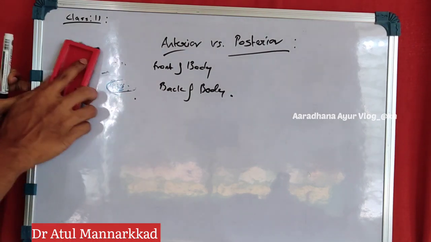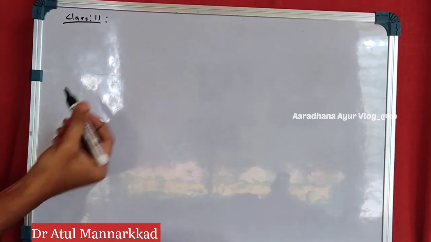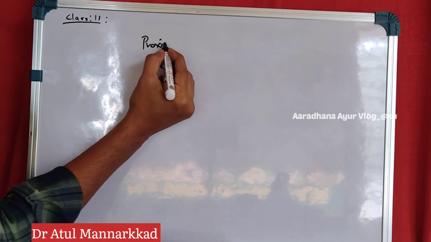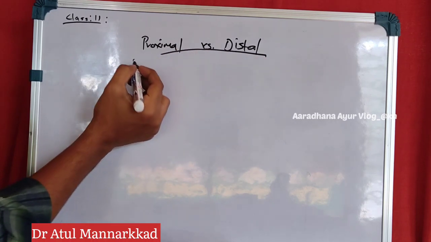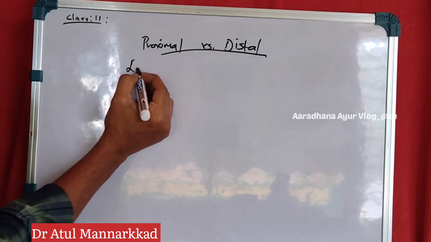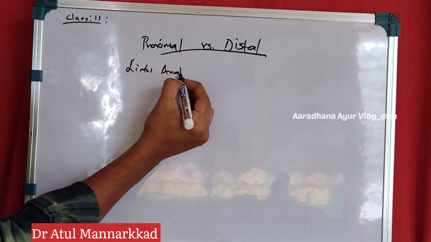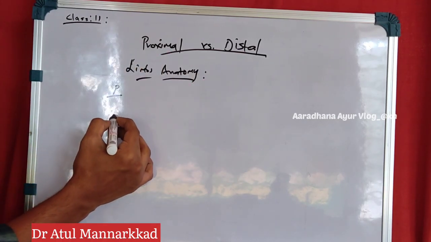So next let's discuss another medical term, that is proximal and distal. It is the proximal versus distal. It is somewhat equal to superior and inferior, because we use this in the limb anatomy. When we speak regarding the limbs, we use proximally placed or distally placed. So same as the superior and the inferior only.